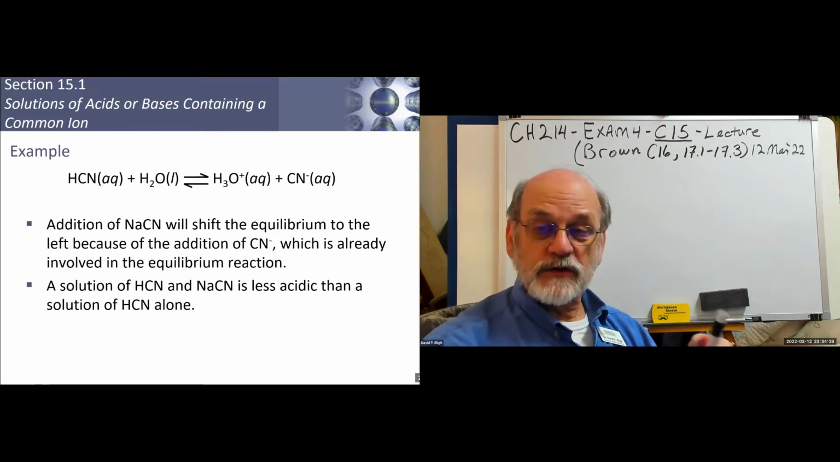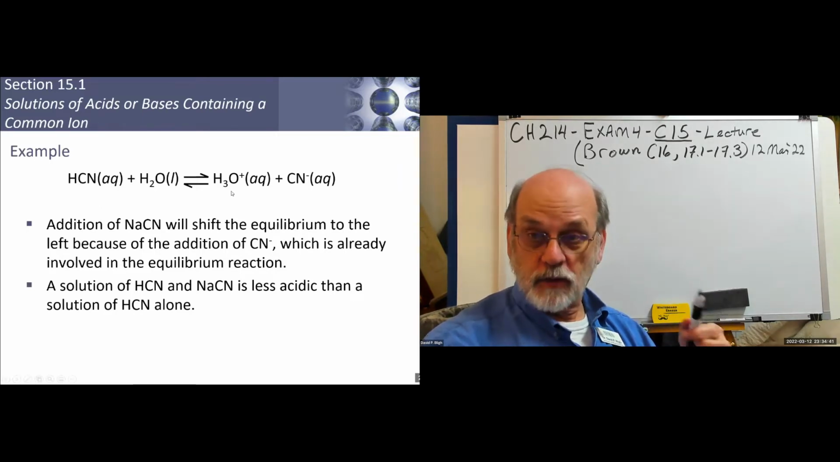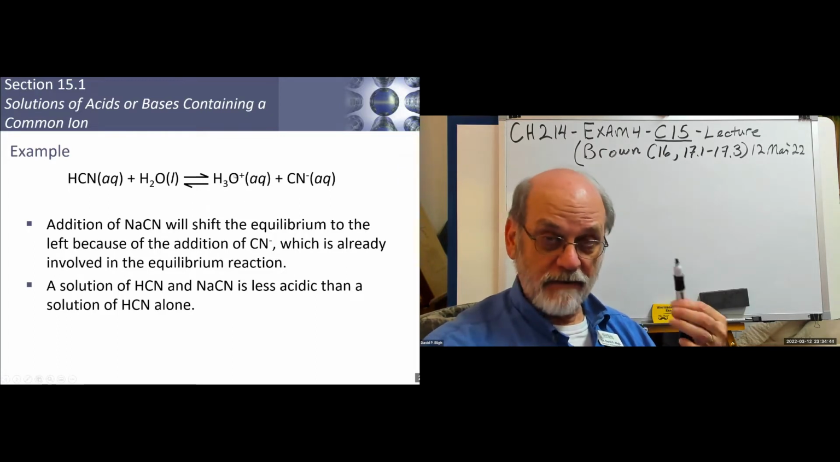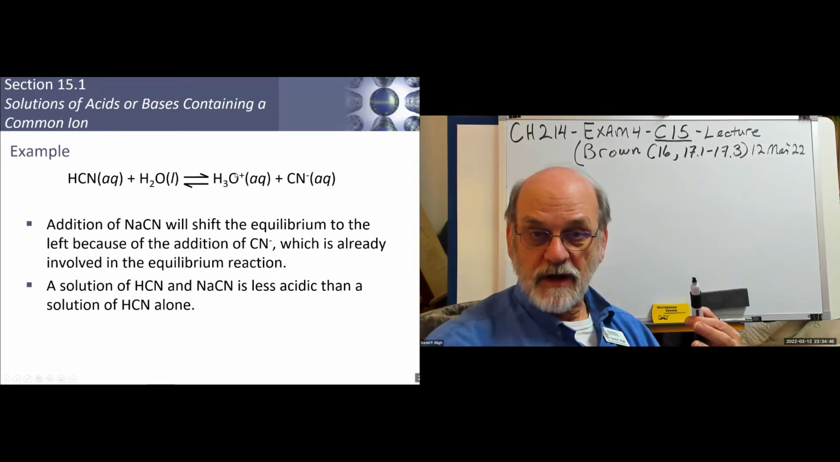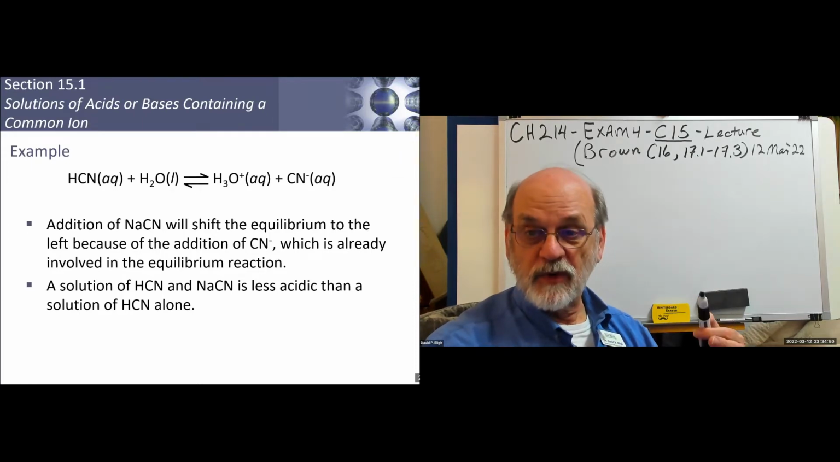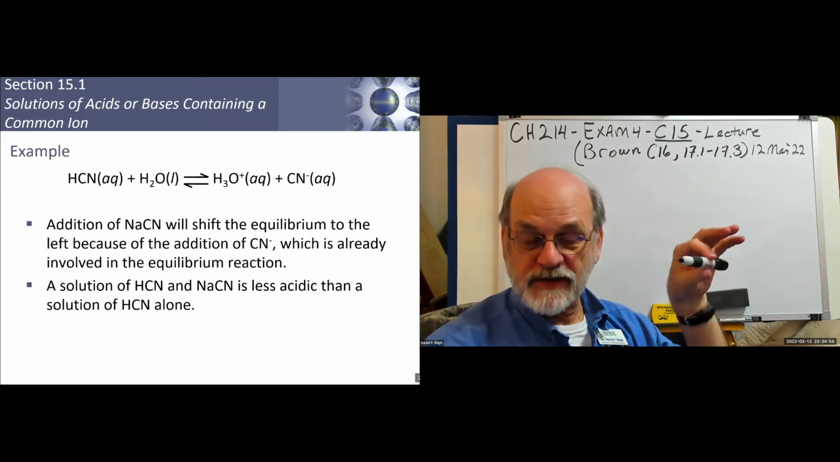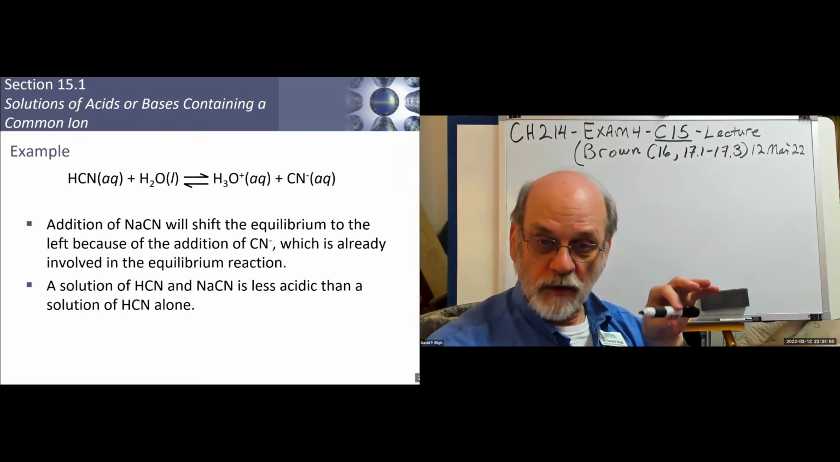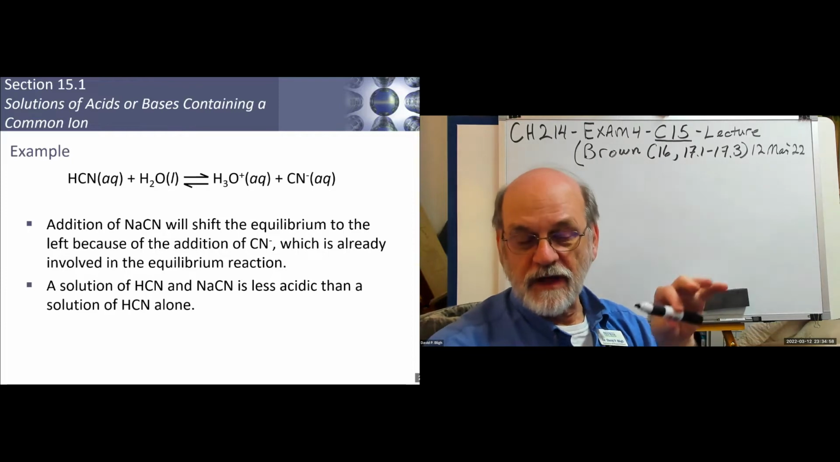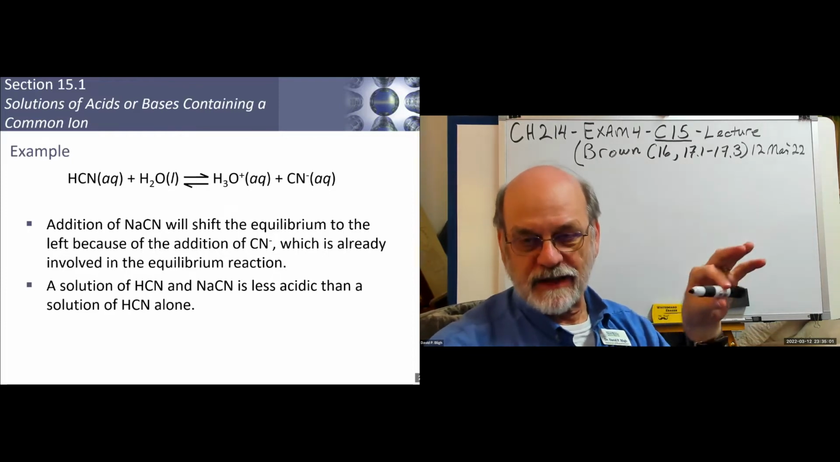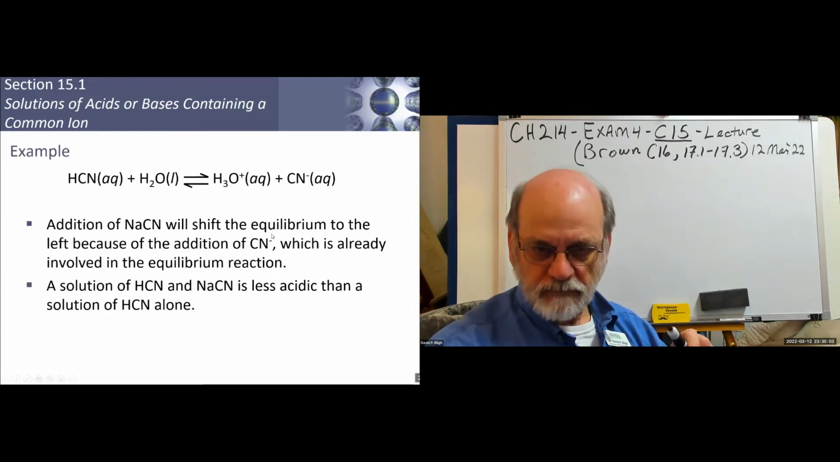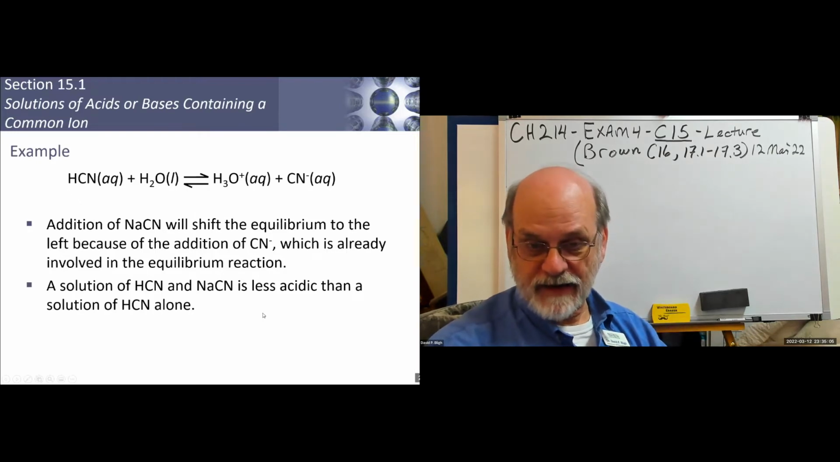Okay, so what will that do to the pH? Well, it will decrease the amount of hydrogen ions in solution, which should increase the pH. Remember, the higher the pH, the more basic the solution. So if we remove hydrogen ions from solution, we are making the solution more basic. Okay, that's a common ion effect.